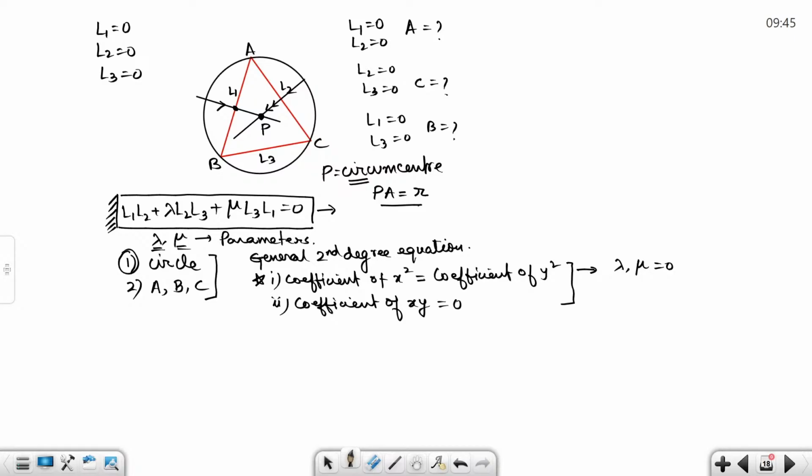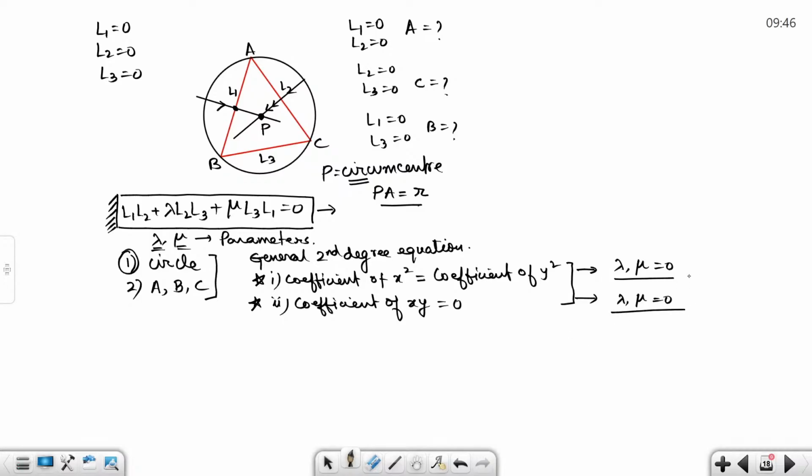But according to our choice, if I choose lambda and mu, this general second degree equation can be transformed into the equation of a circle. That's the reason why I have introduced two parameters. Is it clear? So now I got one equation involving lambda and mu. Now when you put that the coefficient of xy equals to 0, then again you are getting another equation involving lambda and mu. Yes or no?